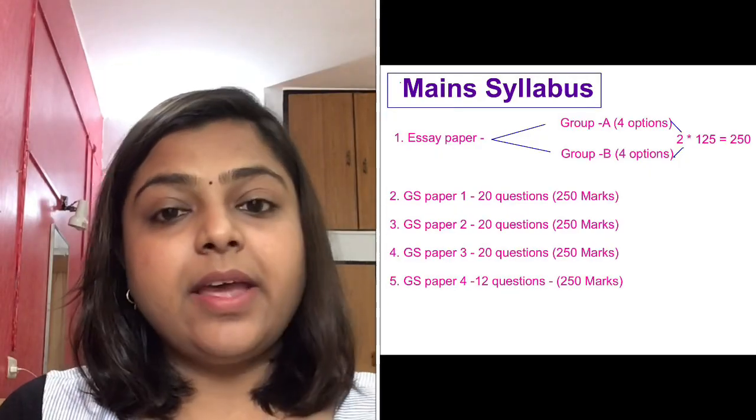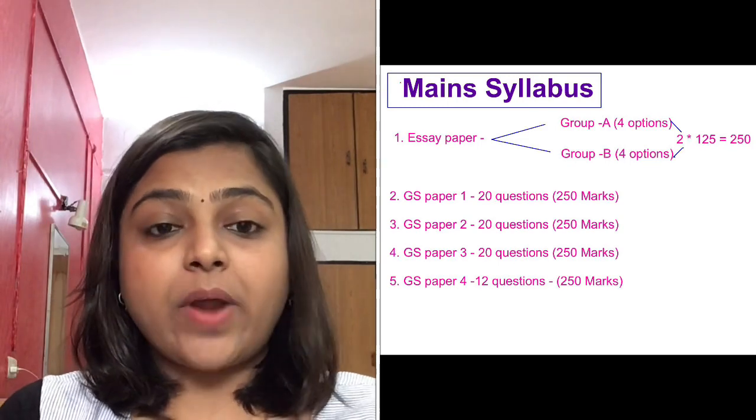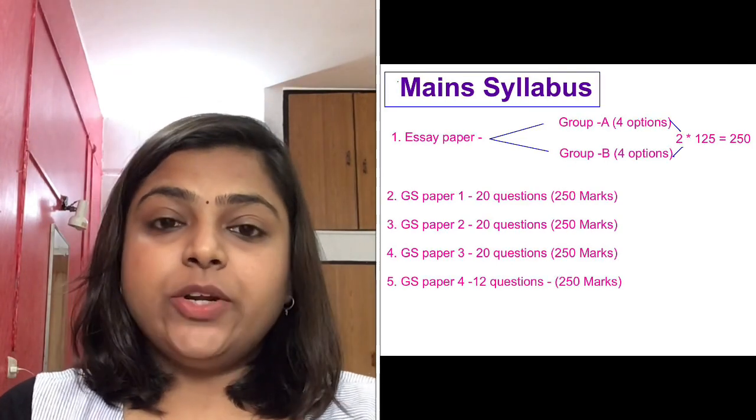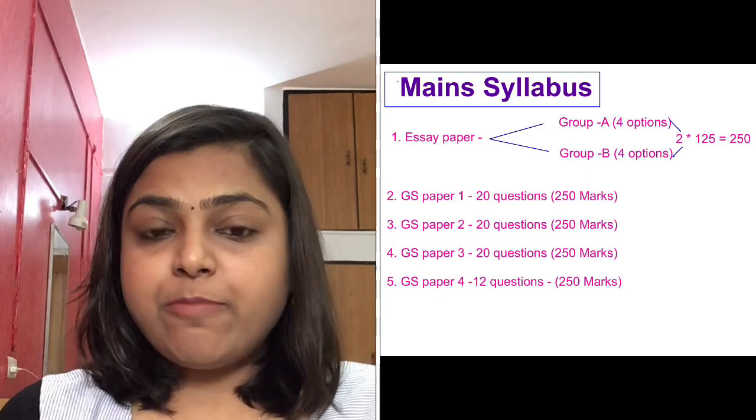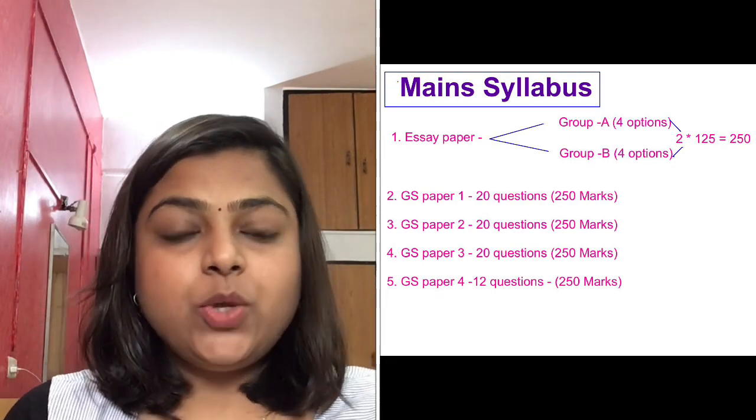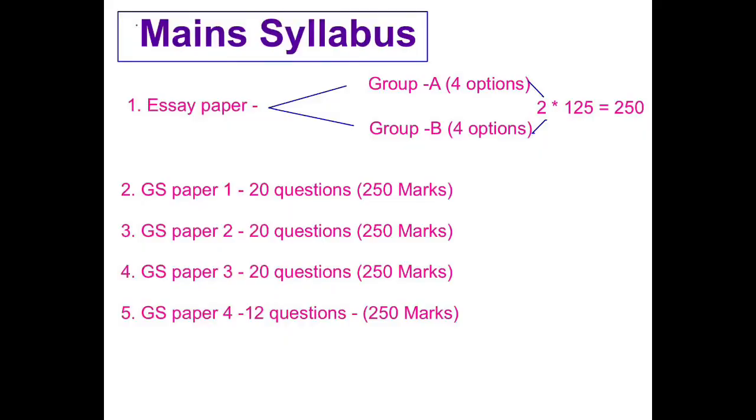In those 1750 marks, you have the essay paper. In the essay paper, you are asked to write two essays, which will be 125 marks each. Apart from that, you have four GS papers and each GS paper is around 250 marks.